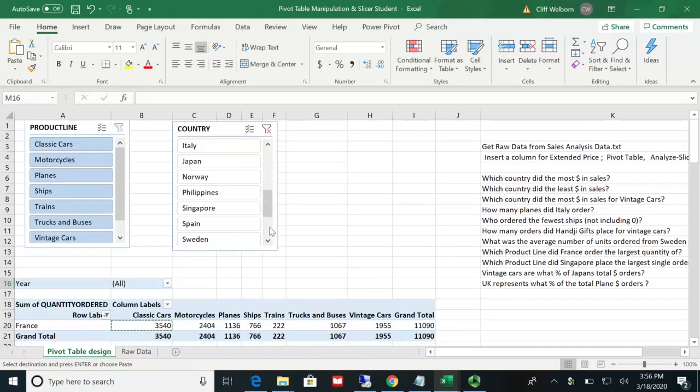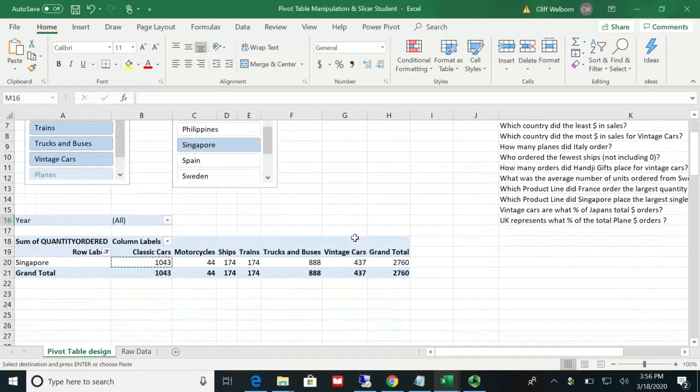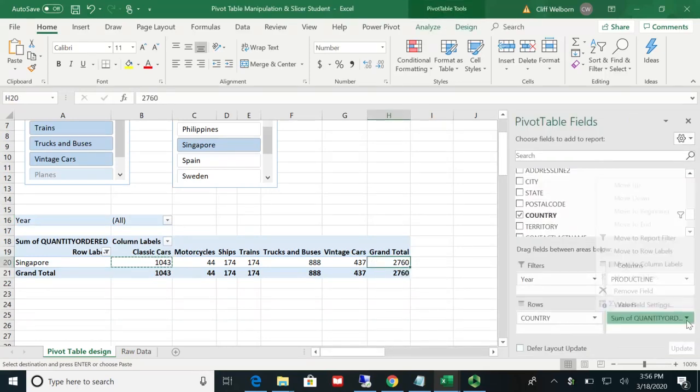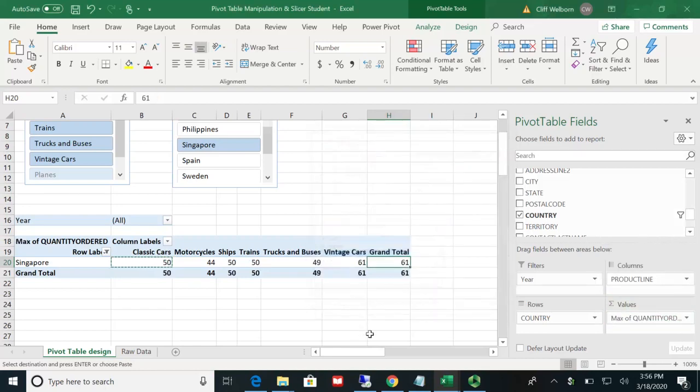We only want to look at Singapore. We want all the different product lines. Got to make sure our pivot table is designed the right way. We don't want the sum of the order quantity. We want the very biggest order that they ever placed for anything.